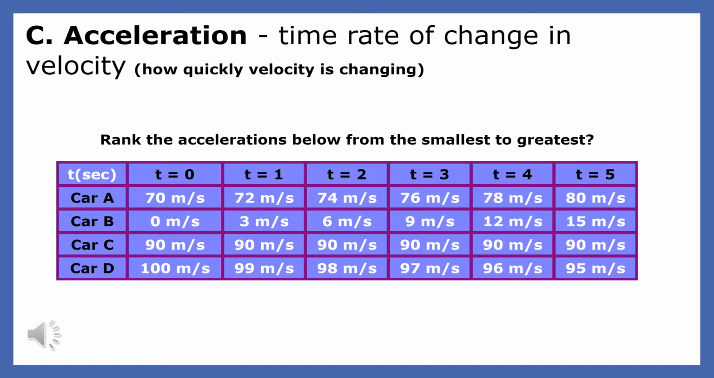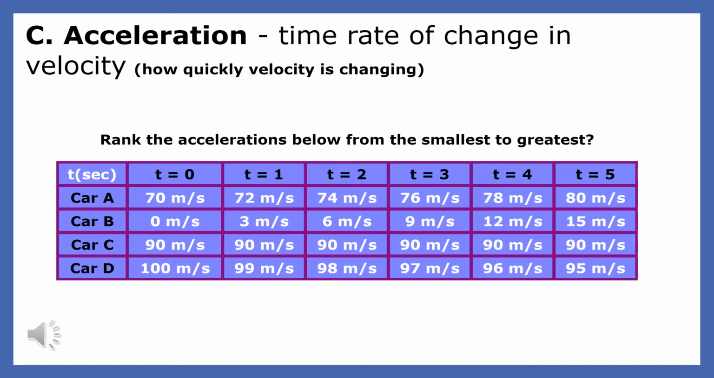Let's look at the velocity versus time data for 4 cars and rank their acceleration from smallest to largest. Since acceleration is the time rate of change in velocity, the lowest acceleration is car C, since its velocity doesn't change at all. It has an acceleration of 0 meters per second squared.